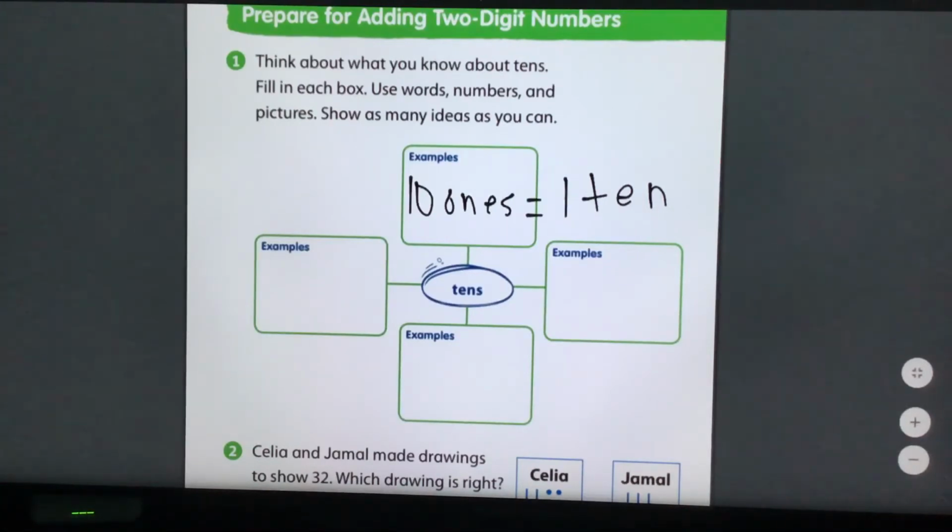Okay, now we're going to show that using a picture. So I'm going to show 10 ones. I'm going to do 1, 2, 3, 4, 5, 6, 7, 8, 9, 10. And that equals that. So if you have this in your hand and your friend has this in their hand, you have the same amount. Even though it might seem like your friend has more, you have the same amount. Theirs is just broken into smaller pieces.